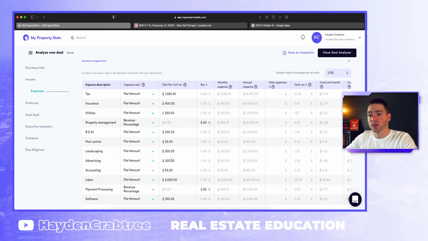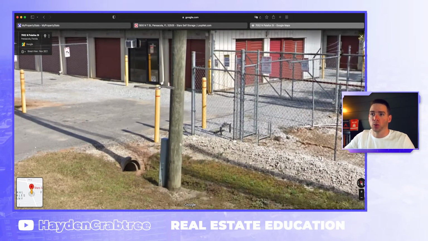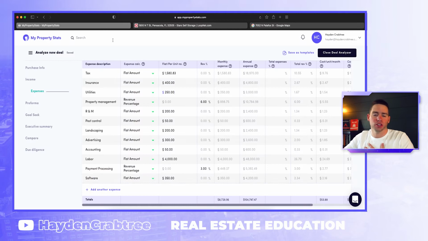look good. Advertising, $300 a month. I think that's good. Accounting, $50. That's to do your annual taxes. That's fine. Labor, $4,000 a year. So this is a smaller facility. I do see that they have, what looks like an office here. I personally would not put a manager in here. I think it's small enough that you could have what I call a site tech, somebody who is more like a handyman. They don't sit there all day. So I'd probably bump this down to maybe $1,500 a month is where I would go.